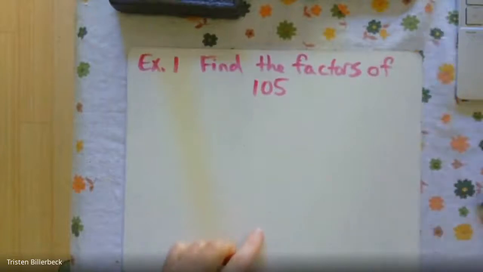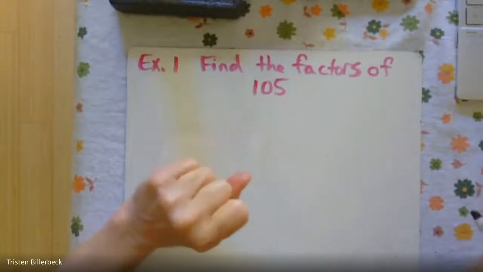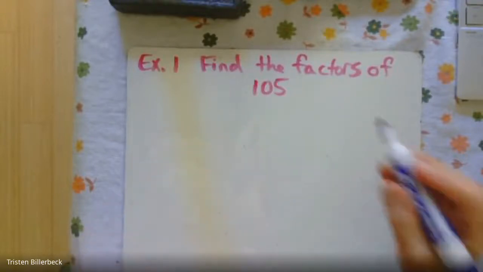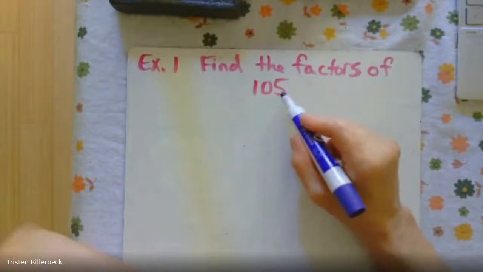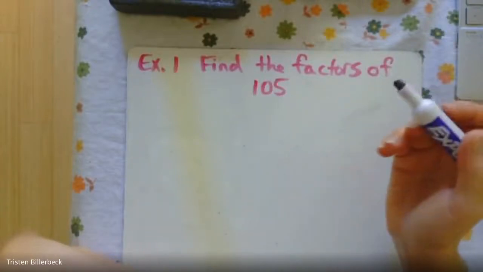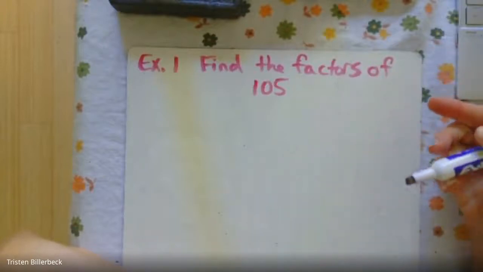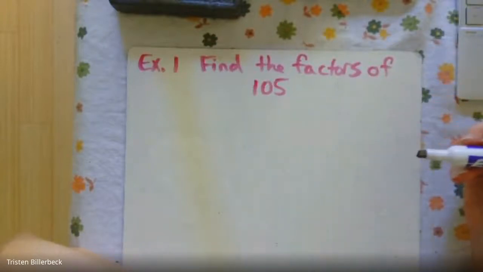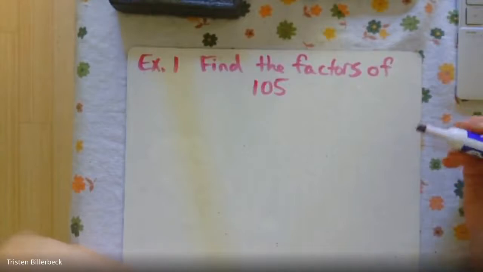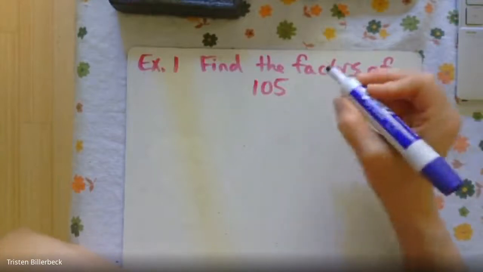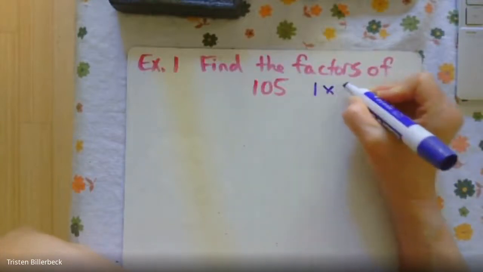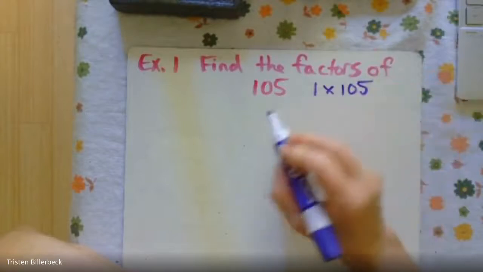So let's find the factors of 105. All right, so we know that it ends in 5. So that's one of the factors. If it ends in 5 or 0, it's going to be divisible by 5. So we have 1 times 105.